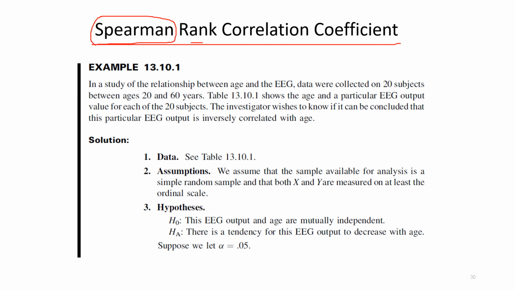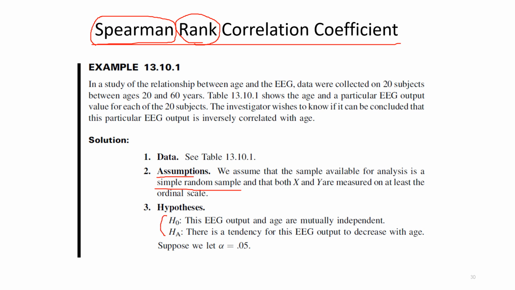In that case, obviously, we use a rank instead of real, original data. We transform every value into a rank, so we call it Spearman's rank correlation coefficient. I'll show you the data in the next slide. The assumption is that the sample available for analysis is a simple random sample, and that both x and y are measured at least on the ordinal scale.